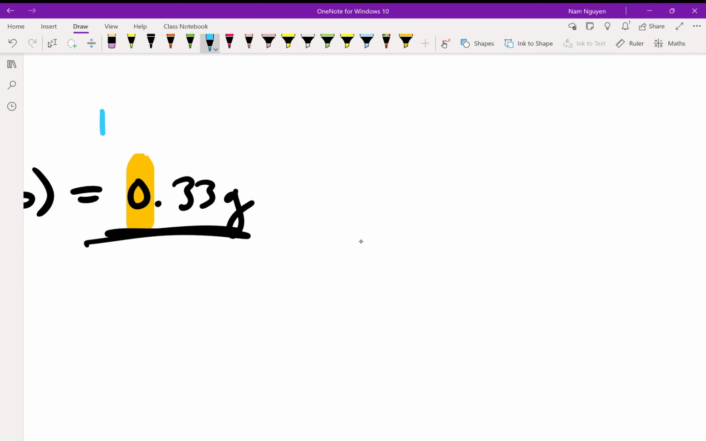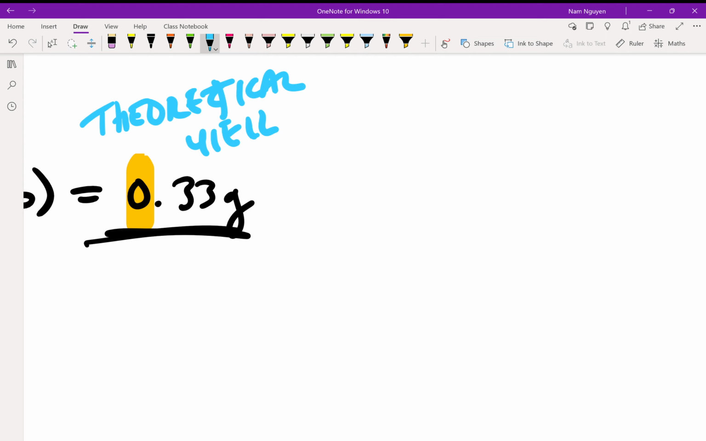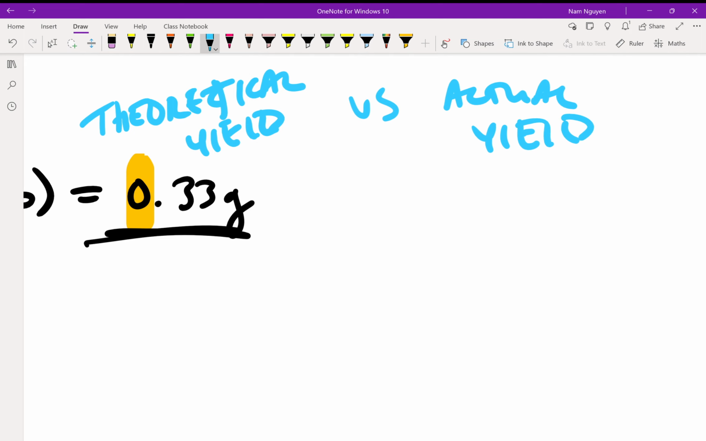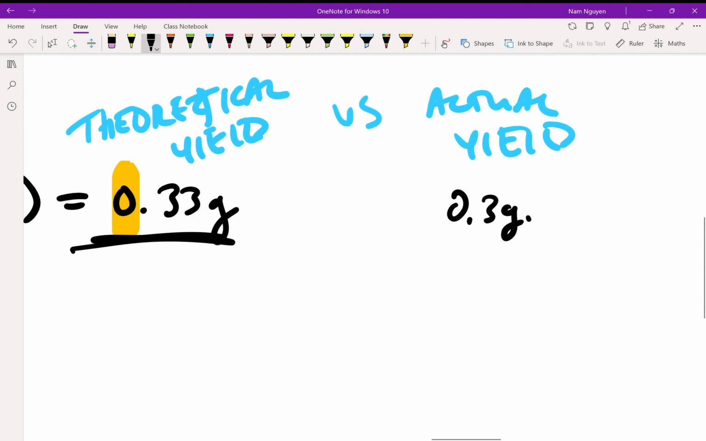is my theoretical yield. This is how much I should have made, theoretical yield. This is how much I should have made versus my actual yield, which I measured in my experiment, which was a made-up value of 0.3 grams. Okay? So now we have a value to compare it by.